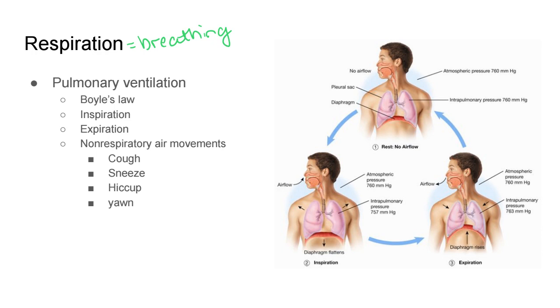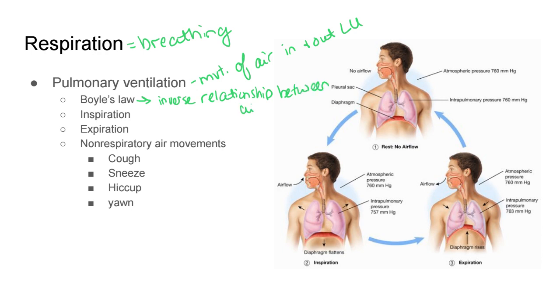We have the actual pulmonary ventilation. Pulmonary ventilation is literally the movement of the air in and out of the lungs. So inflating the lungs, deflating the lungs. And this is going to occur due to Boyle's law. Boyle's law reminds us that we have an inverse relationship between pressure, in particular air pressure here, and volume. We'll talk about what that kind of means for us in just a second.